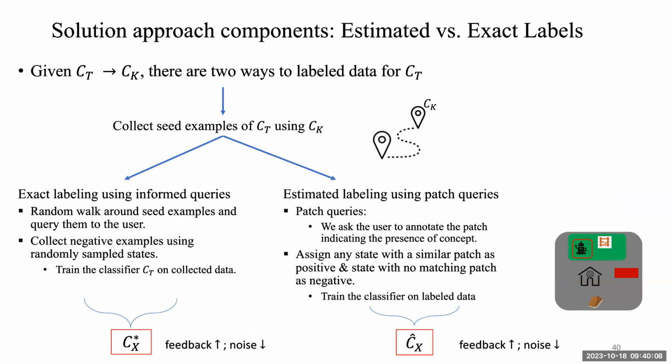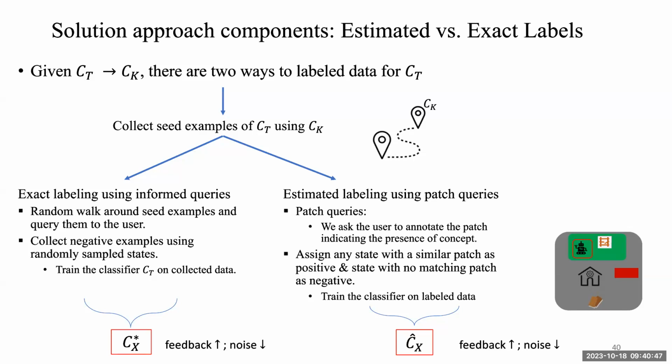So given a causal relation CT to CK, there are two ways to get labeled data for CT. The common step in both these ways is that we'll first collect some seed examples of CT using CK, where CK is the known concept, and this is the precedence relation that has been given. So given this precedence relation, what we simply do is we get trajectories that end in CK. We know from the precedence relation that the second last state in this trajectory would be a positive example of CT. The examples collected this way, we call seed examples.